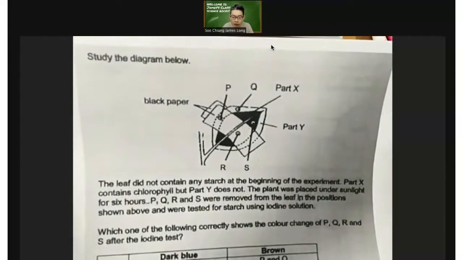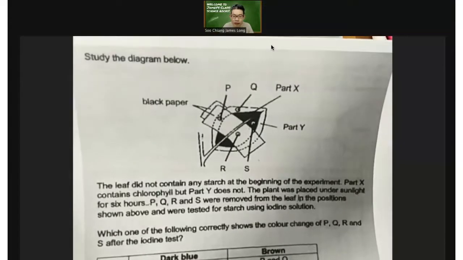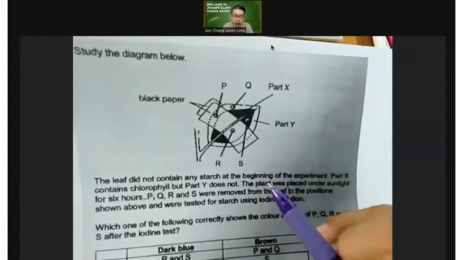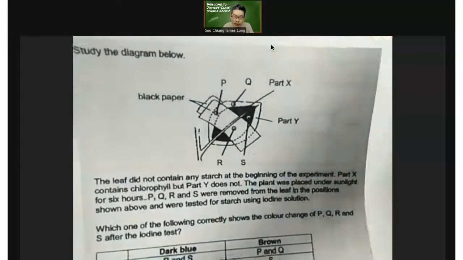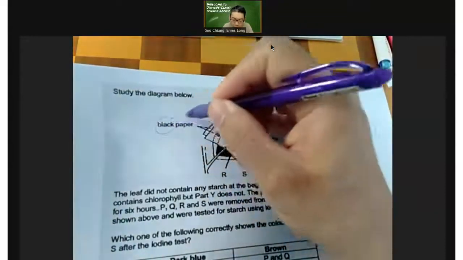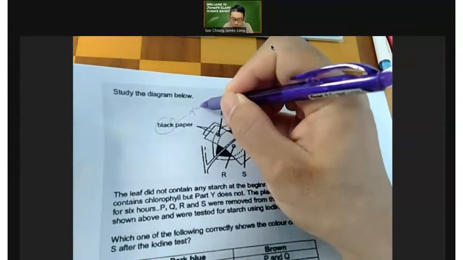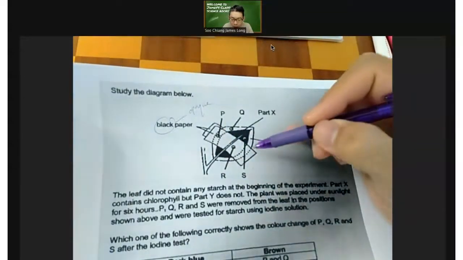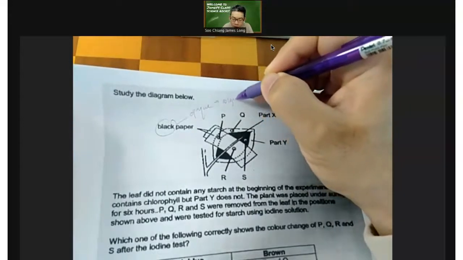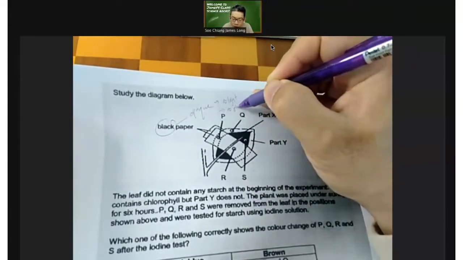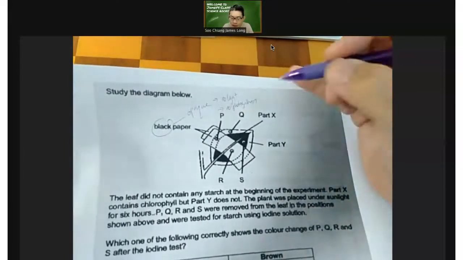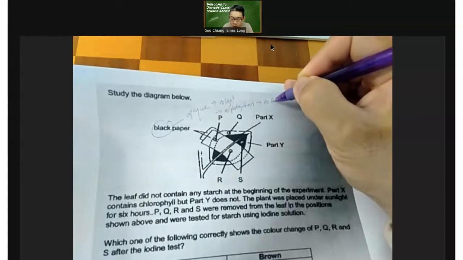Alright. Now, this must be a question about photosynthesis, right? Because you have black paper that covers the leaf. Oftentimes, this kind of setup is used to test you on the concept of photosynthesis. Black paper is usually taken as opaque, which means light cannot pass through it. So any parts covered with the black paper means that there will be no light reaching there. So therefore, there is no photosynthesis happening. If there's no photosynthesis happening, what's next? Then there will be no food being produced.